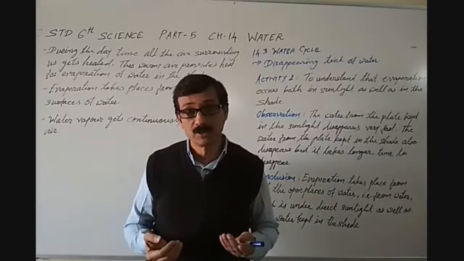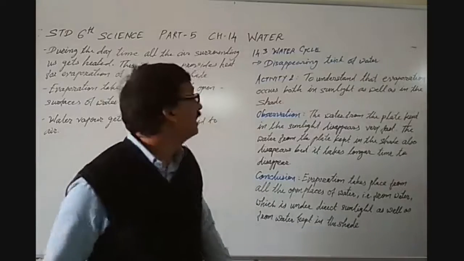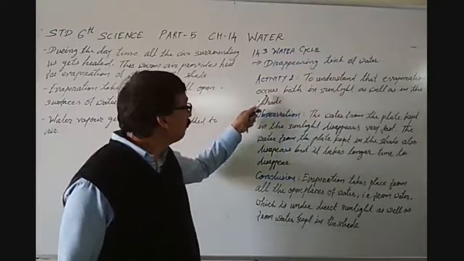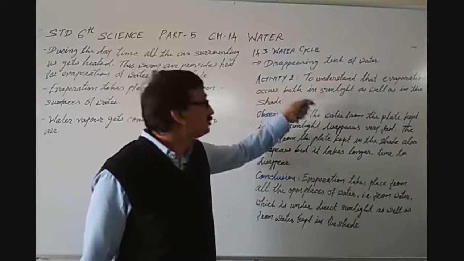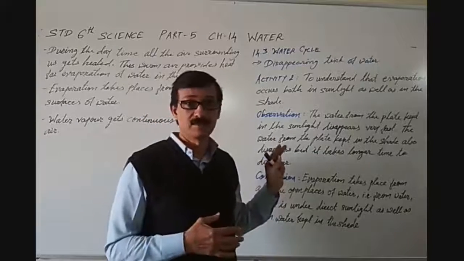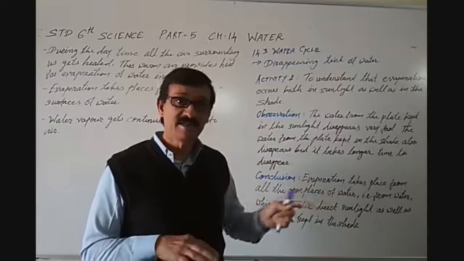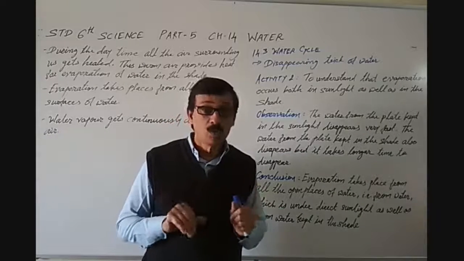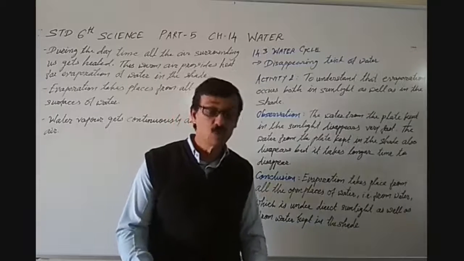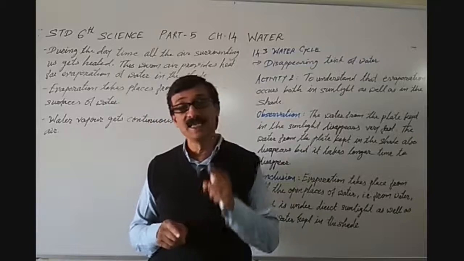So let's find out. There is a second activity, and the aim of the activity is: Activity 2, to understand that evaporation occurs both in sunlight as well as in shade. So let's try to understand with this activity that evaporation occurs in both, in sunlight and in shade. For that, what do you require, what is the process? Let's look into the textbook. For that, open page number 139 in your textbook.